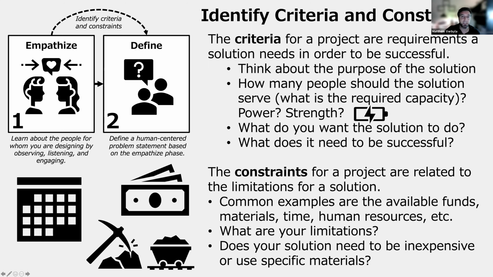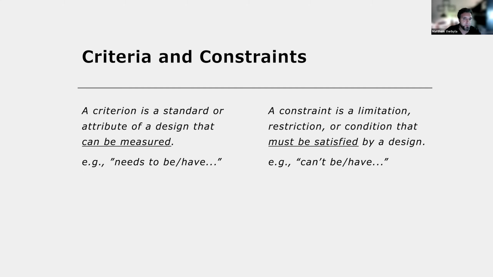Another way to conceptualize this is that a criterion is a standard or an attribute of a design that can be measured. And the measurability of a criteria ends up being pretty important. So you want to think about, this design needs to be like this, or it needs to have this, or it needs to have so much of this, or it needs to produce so much of this, a certain amount that can be measured.